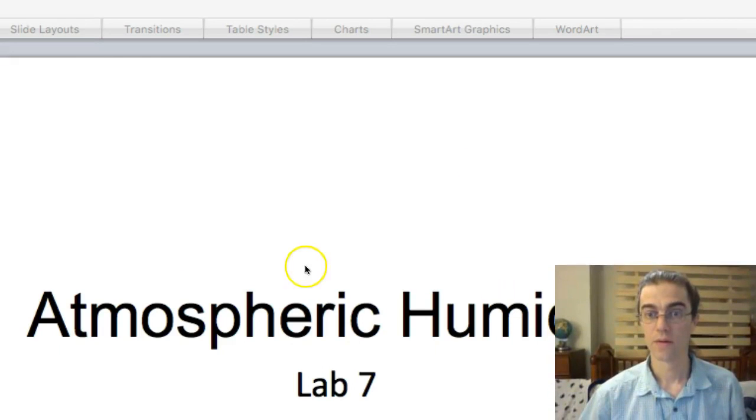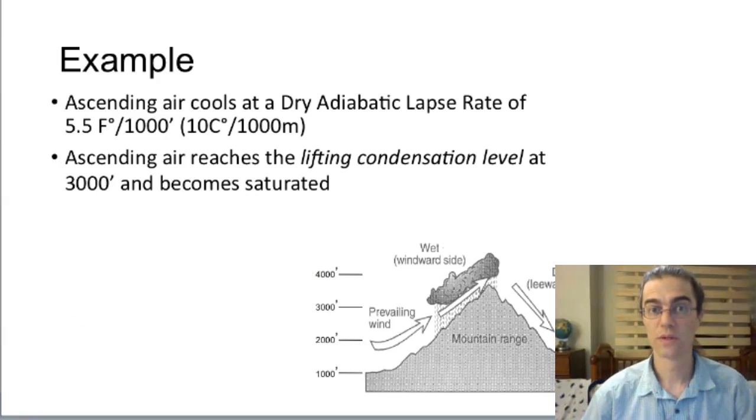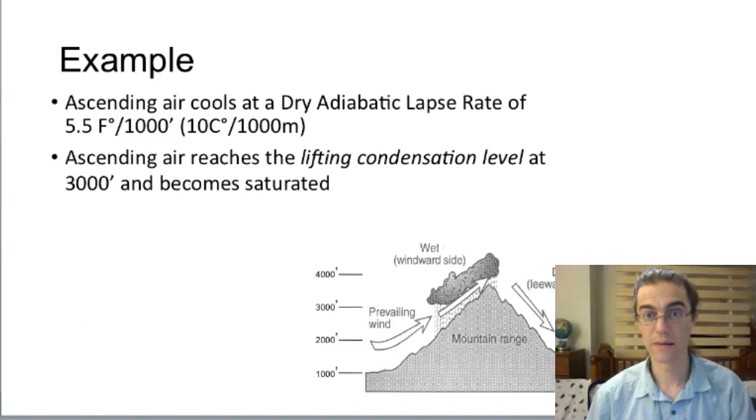We have ascending air that cools at a dry adiabatic lapse rate of 5.5 degrees per 1,000 feet, and ascending air reaching a lifting condensation level at 3,000 feet becomes saturated. And this is our hypothetical example here of 3,000 feet.